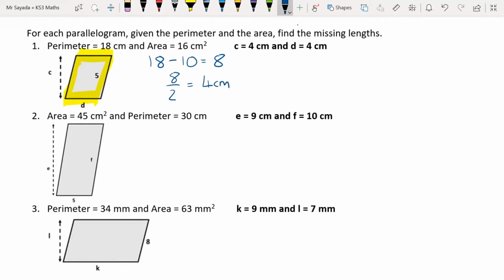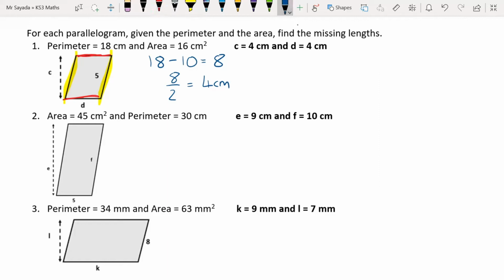So what I did there is I said that I knew that 2 of the sides added up to 10. And I knew that the whole perimeter was 18. So if 2 of the sides add up to 10 and the whole perimeter is 18, the difference is 8. So the other 2 sides must add up to 8. So these 2 sides in red must add up to 8. There's 2 sides that add up to 8, they're the same length, so each one must be 4.